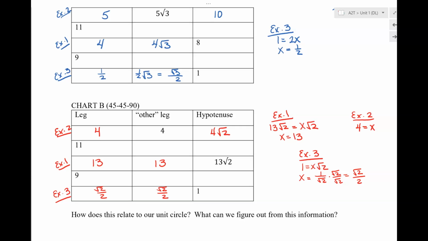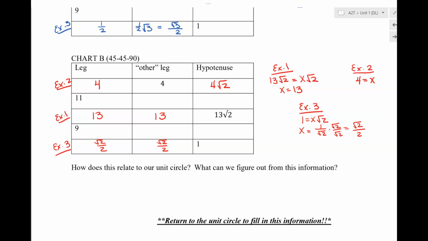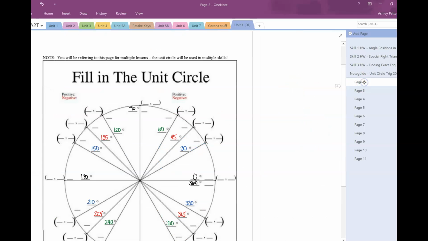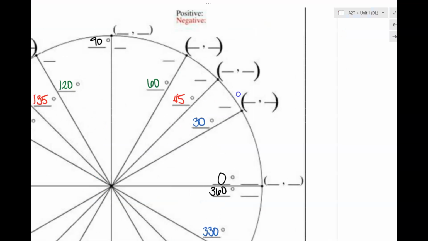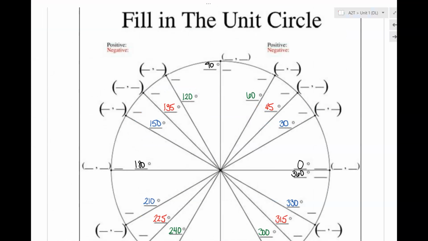Well, how does this relate to the unit circle? Wait, the unit circle! All right, let's go back to our unit circle and see how exactly this relates to our fantastic unit circle that we love so much. If I'm a unit circle, that means that the radius is 1. Well, if I am a radius of 1, and you guys don't have to draw this in, I'm just going to draw it in for us to see right now.